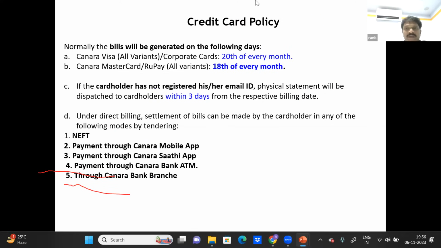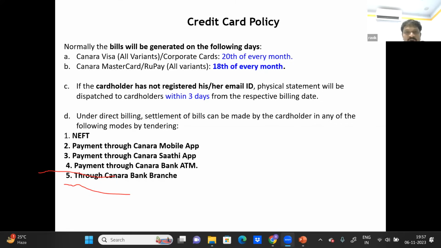Now, normally the credit card billing cycle: for Visa and corporate cards, the bank will normally do billing on the 20th of every month. MasterCard, RuPay card and all variants, it is the 18th of every month. If you see 18th October, you might have got the bill last month on the 18th. Like that you remember. You check your bill, you will remember for life long.